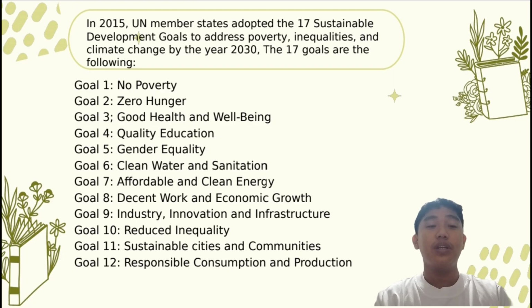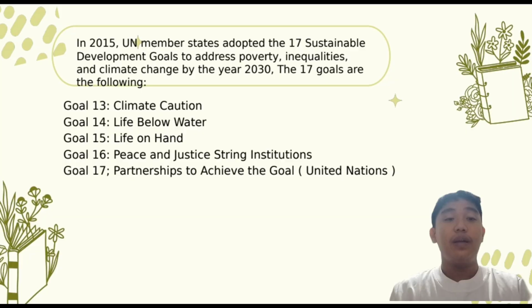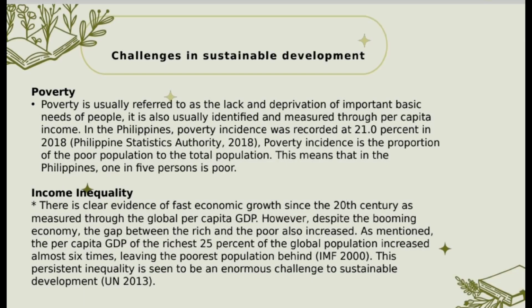Number 10, reduced inequality. Number 11, sustainable cities and communities. And number 12, responsible consumption and production. And number 13, climate action. Number 14, life below water. Number 15, life on land. And number 16, peace, justice and strong institutions. And 17, partnerships to achieve the goals. So, the challenges in sustainable development.